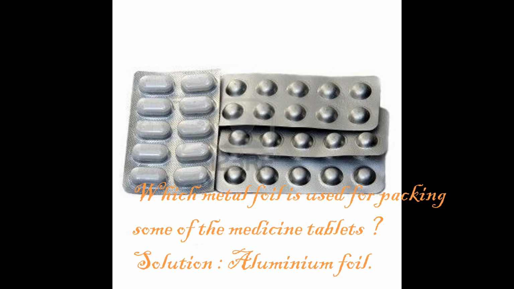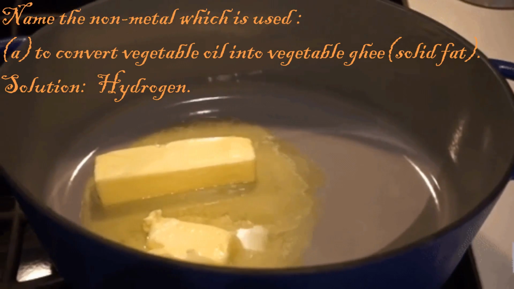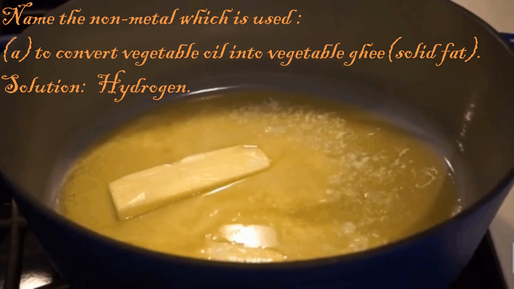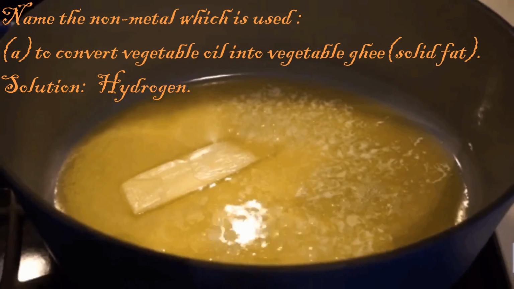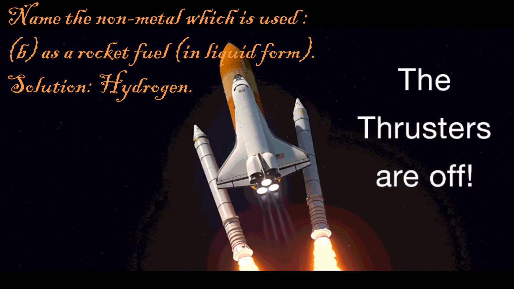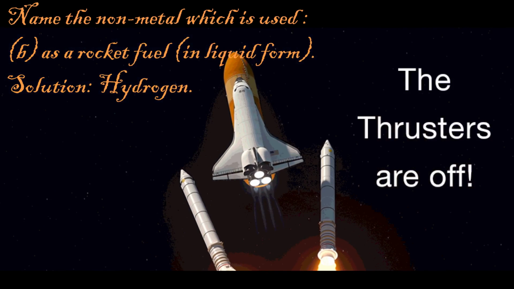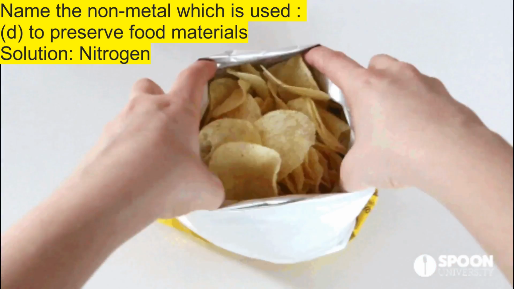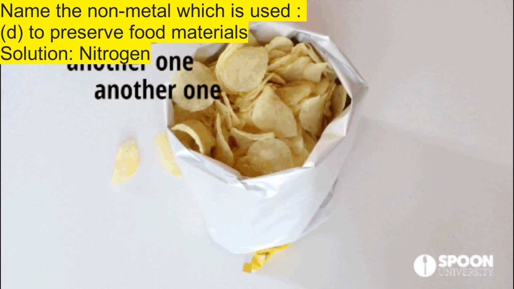Which metal foil is used for packing some of the medicine tablets? Solution: aluminium foil. Name the non-metal which is used: A. To convert vegetable oil into vegetable ghee, solid fat. Solution: hydrogen. B. As a rocket fuel, in liquid form. Solution: hydrogen. C. To make electrodes of dry cells. Solution: carbon. D. To preserve food materials.